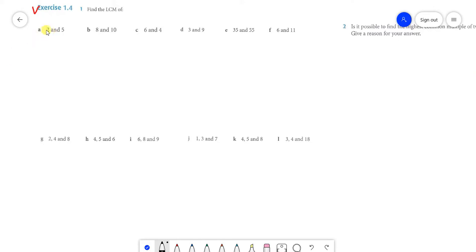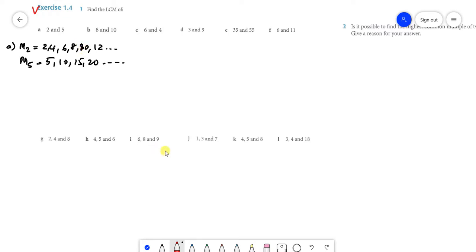Okay, let's start. Question A. It's 2 and 5. First, m2 is equal to 2 1s are 2, 2 2s are 4, 2 3s are 6, 2 4s are 8, 2 5s are 10, 2 6s are 12, and so on. Multiples of 5, m5, is equal to 5 1s are 5, 5 2s are 10, 5 3s are 15, 5 4s are 20, and so on. We can see that we already found the lowest common multiple in both, that is 10.